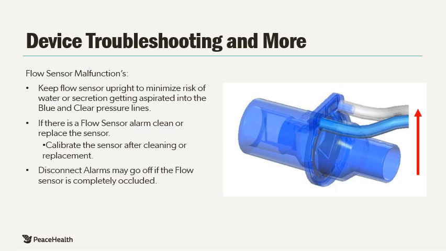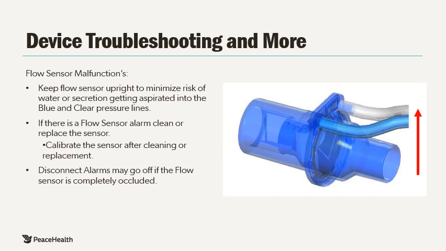Before we wrap up, I'd like to go over some troubleshooting tips and additional device features. Due to the location of the flow sensor, there is an increased chance that water or secretions can cause sensor disturbances. To help reduce this, keep the flow sensor upright to minimize the risk of water or secretions getting aspirated into the blue or clear pressure lines.